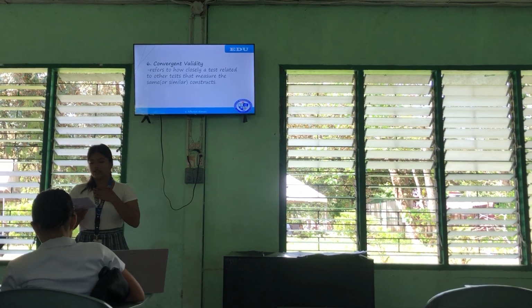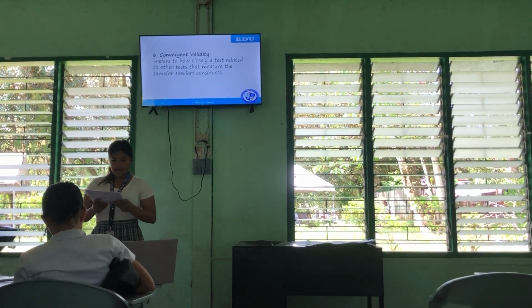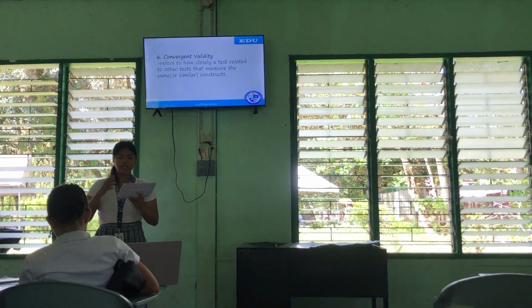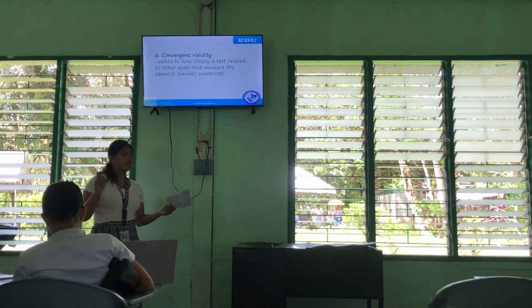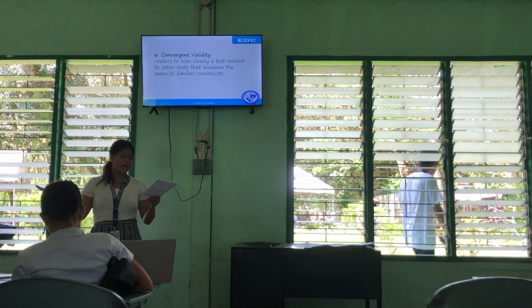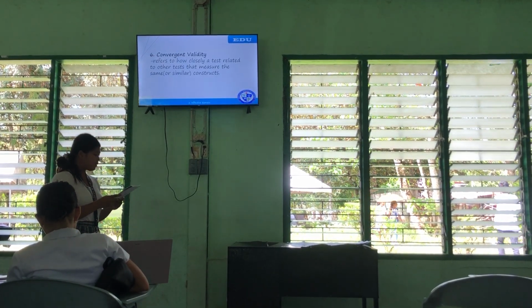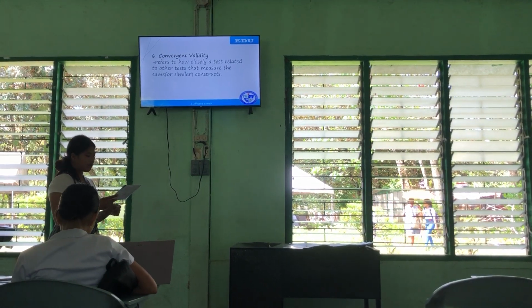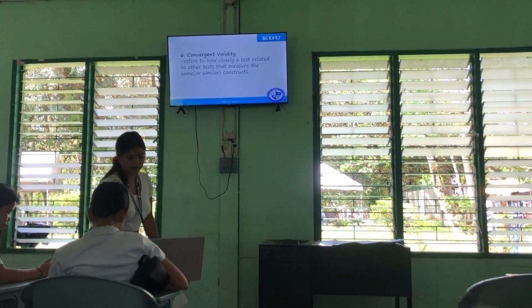So to check convergent validity, both test A and test B are given to the same group of students. If the scores from test A, which has the regular questions, match with test B, which has the hands-on tasks, it means that both tests are measuring the same thing, students' understanding of the math concept.